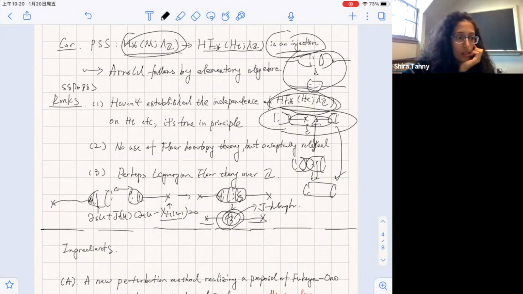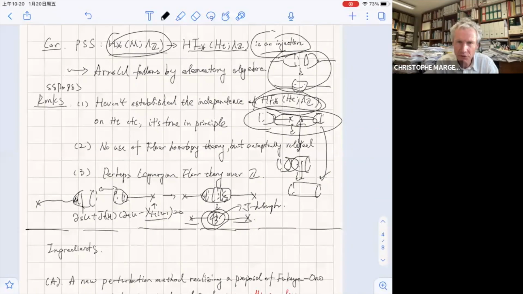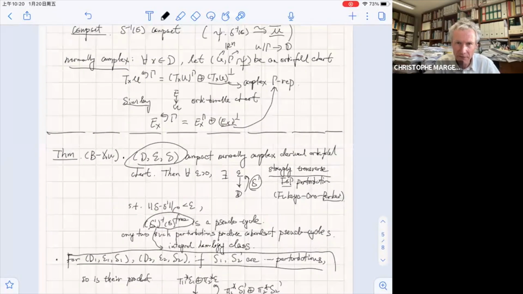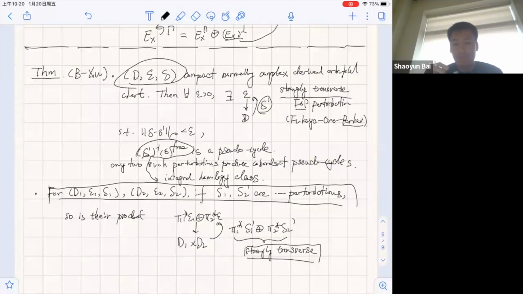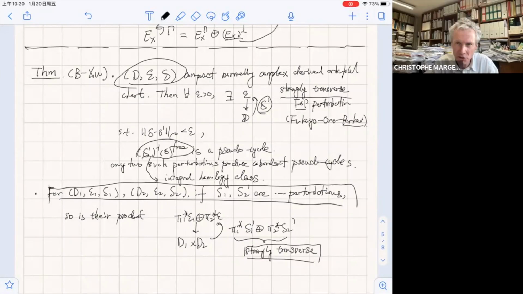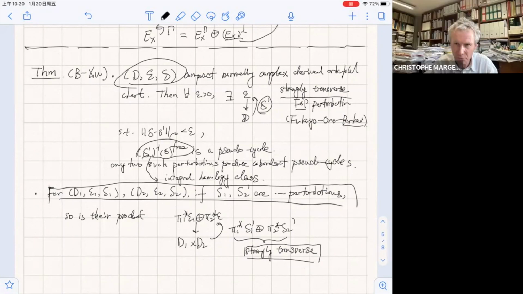Any more questions? Yes, I have a question about your statement producing pseudo-cycles. You have this strong assumption that you have some transverse complex structure on the non-trivial part. Does it make sense to hope for such a statement in a much weaker context, like a symplectic structure or something like that? Or do you really need this complex algebraic structure?